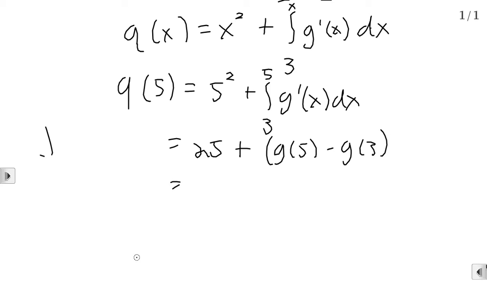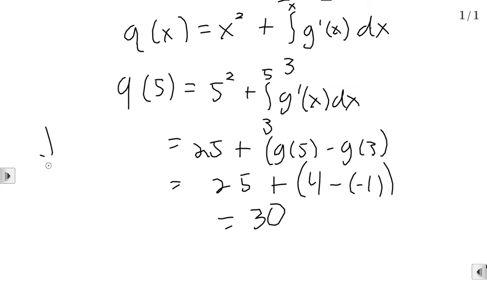And these are values that we can get off the table. It's 25 plus, and then we have 4 as our g of 5 value, minus, and then g of 3 was negative 1. So it should work out to a total of 30. I'm sorry, g of 3 is 5. Shout outs to Meredith. So this does not work out to this. It works out to 24.